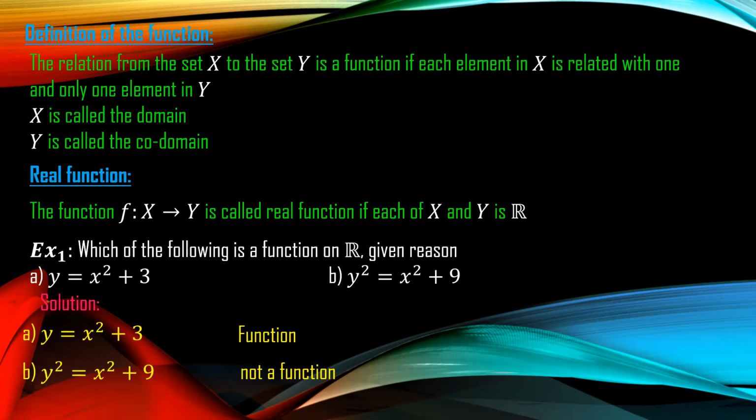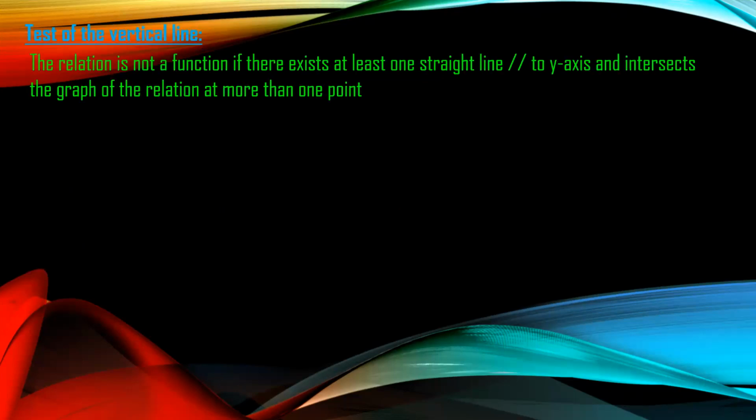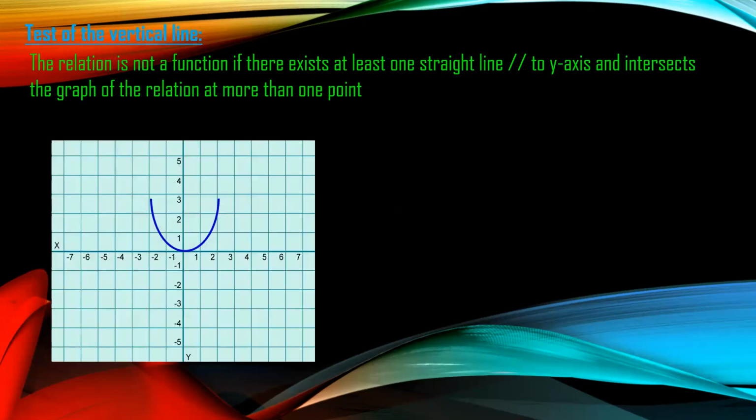If we substitute x by 0 in this relation, we get y power 2 equals 9. By taking the square root, the value of y equals positive or negative 3. To check whether a relation is a function: the relation is not a function if there exists at least one straight line parallel to the y-axis that intersects the graph of the relation at more than one point.